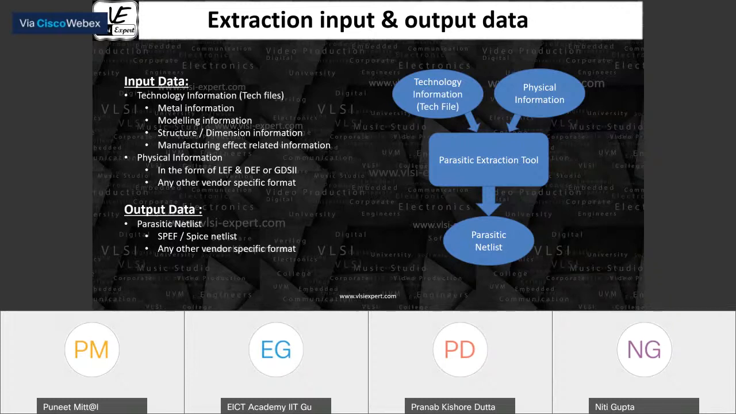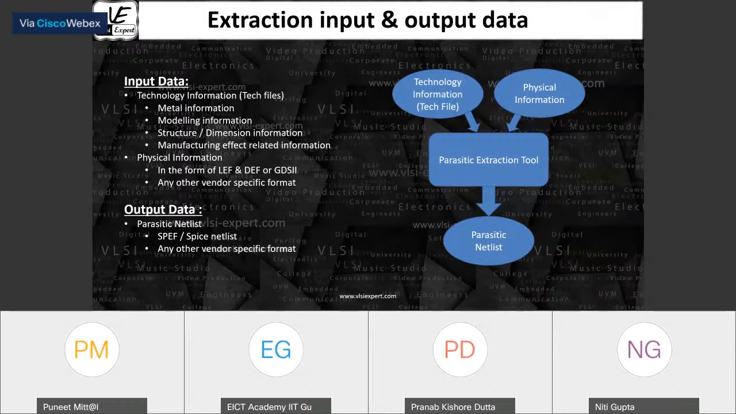cannot calculate the resistance capacitance of a wire unless you know the physical information, physical location of that particular wire. What is the length? What is the coordinate? What is the height of that particular wire? Whether that wire is very nearer to another wire or not. Because if it is very nearer to the other wire, then the capacitance value will be high. If the other wire is far from that particular wire, the capacitance is going to be very less. So that means you need physical information. So in a parasitic tool, definitely you need a technology file and you need physical information.